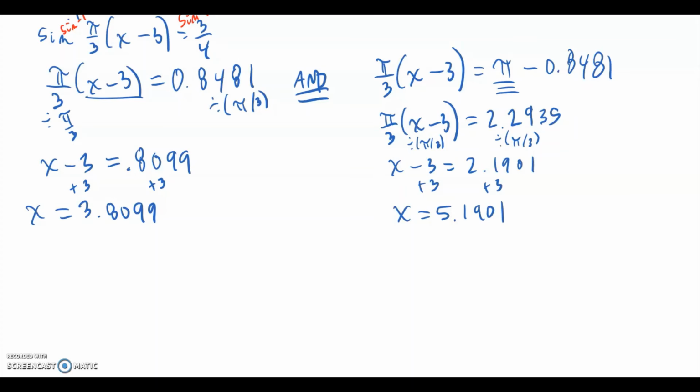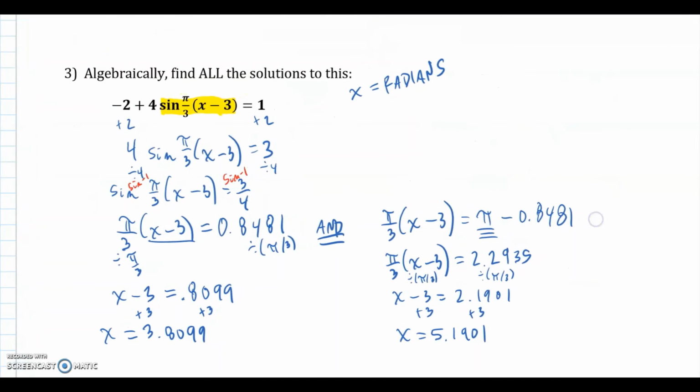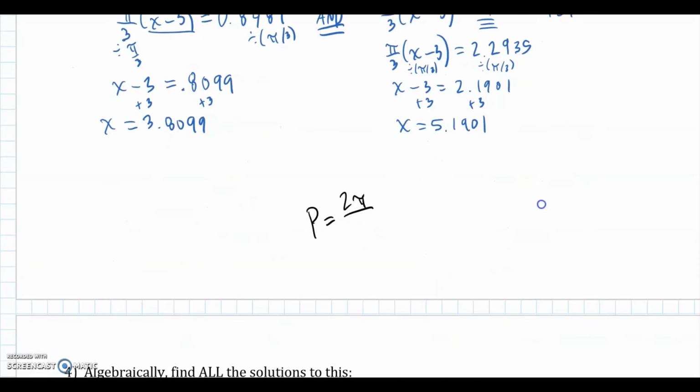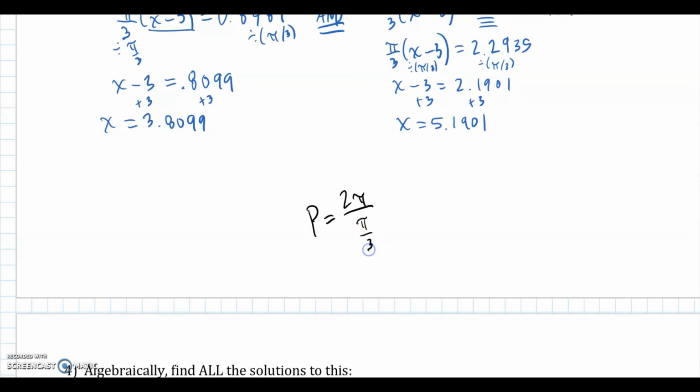Almost done. Figure out the period, and this is a radian challenge here. Period is 2 pi now, so groups of 2 pi divided by the b value, and the b value is the value that's multiplying within the sine, and that's pi over 3. Be careful here, use parentheses if you're doing this in your calculator, or flip and multiply. And when I do that, pi divided by pi is 1, I end up with 6. Period is 6. Groups of 6 are our other answers on this one.